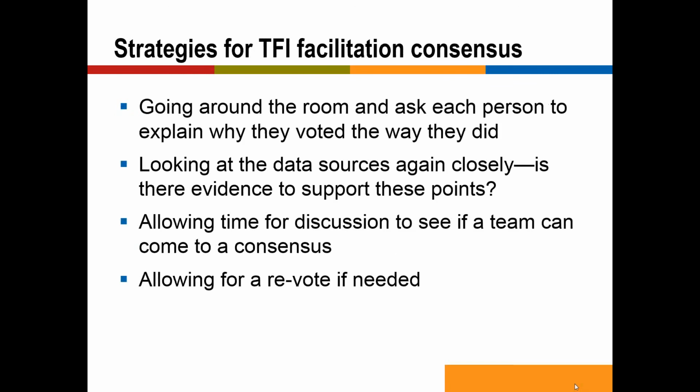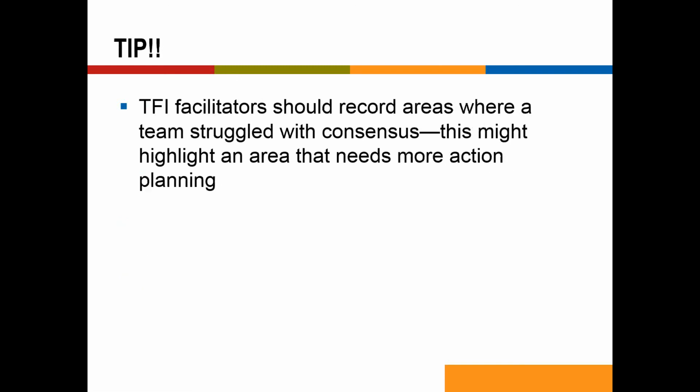Here are some strategies that can help bring the TFI facilitation session and PBIS team to consensus. You could ask each team member to explain why they voted the way they did. You could also ask them to review their data sources again carefully to be sure that the evidence they have backs up their votes. You could allow the team to discuss so they can verify with one another and come to a consensus. You should also allow for a revote if needed. If there is lots of disagreement on whether or not a particular item is in place, this is an opportunity for the facilitator to document, as this might be a great item for the team to action plan around.